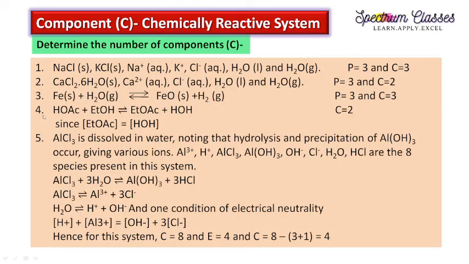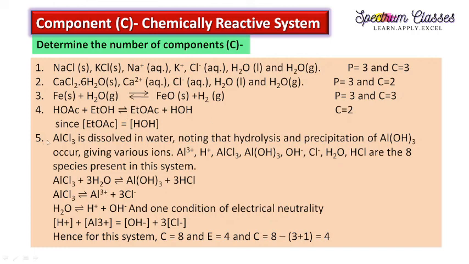Now coming to question number 4. It's an esterification reaction. Acetic acid on reaction with ethyl alcohol gives ethyl acetate plus water. Here one condition is there, that ethyl acetate is equal to the water produced. So two equations are there, no electrical neutrality is there, number of species is 4, so 4 minus 2 is equal to 2. It's a two component system.